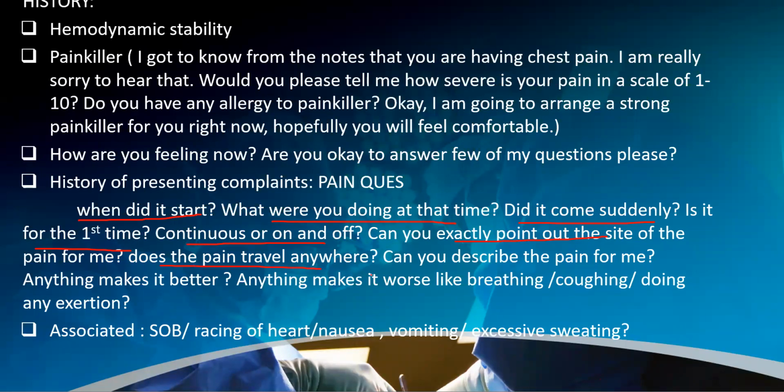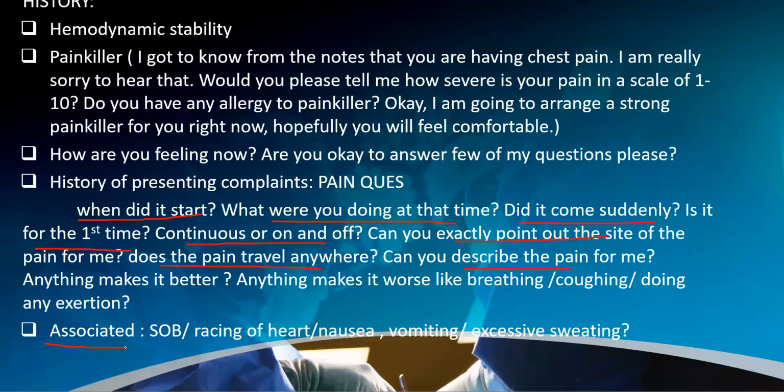Does the pain go anywhere? So radiation. Can you please describe the pain for me? How does it feel like? So we want to know if it's a stabbing, sharp pain, which is mainly positive in pericarditis. Sometimes in case of MI or angina, patients say that they are having a constricting or squeezing kind of chest pain. So that's why it's very important to know. Anything makes it better, anything makes it worse. So that's your pain question. Remember, in chest pain cluster, you should ask all these pain questions. It's very important.